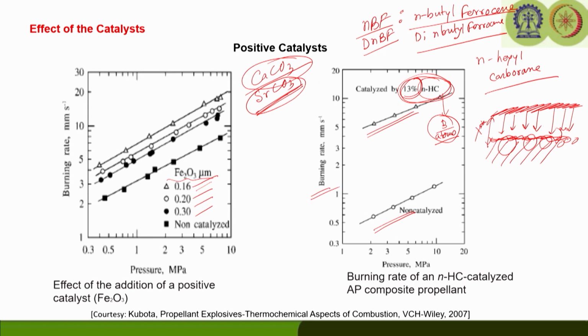That is why they are called positive burn rate modifiers, or positive catalysts. Similarly, the opposite role is played by some different catalysts, which are called negative catalysts, which will inhibit the burn rate or reduce the burn rate. So, I think we will talk about the negative burn rate modifiers in the next class.